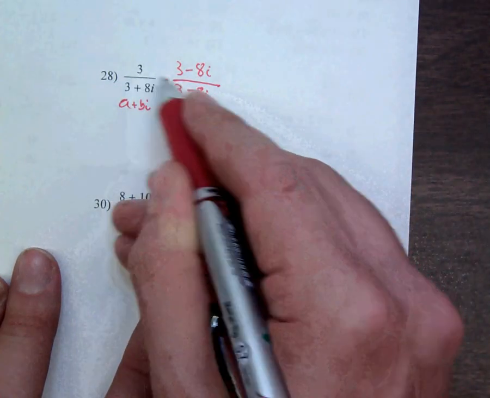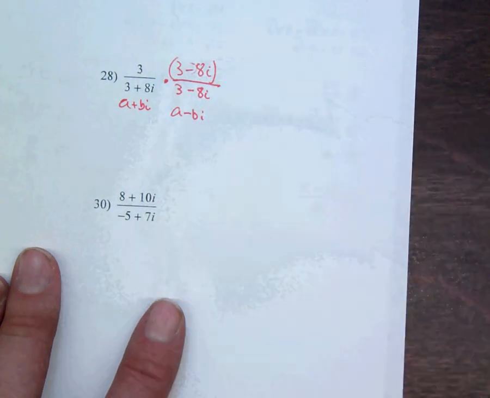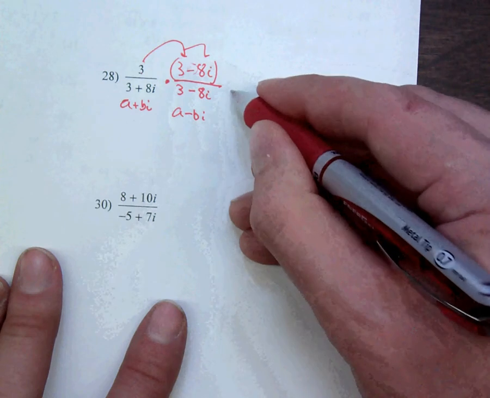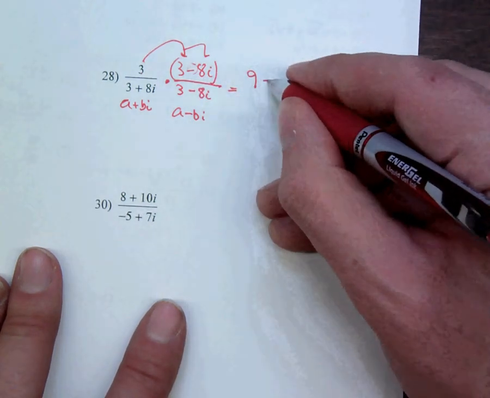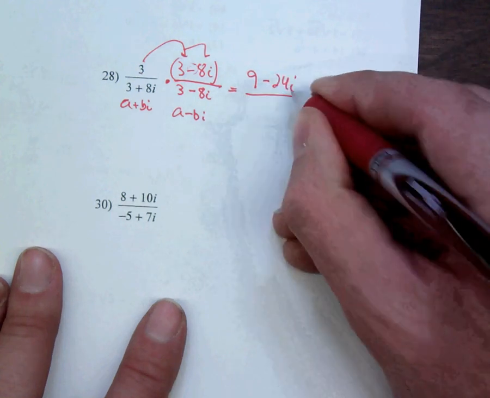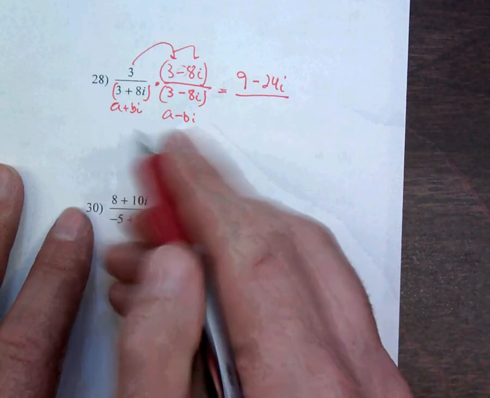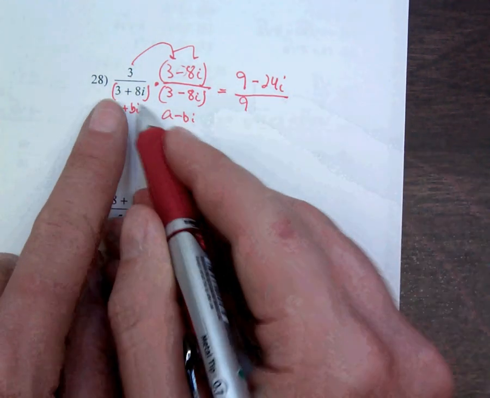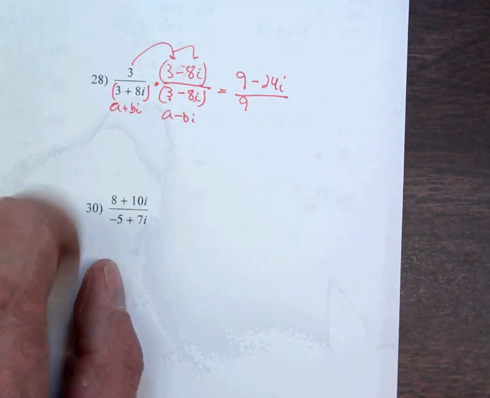This is a monomial times a binomial because they're separated by this minus. So we need to put a parenthesis here and distribute. 3 times 3 is 9. 3 times -8i is -24i. Divided by, in the denominator, because we're multiplying by the conjugate, again, 3 times 3 is 9. We're going to get -24i plus 24i, and those middle terms will cancel out.